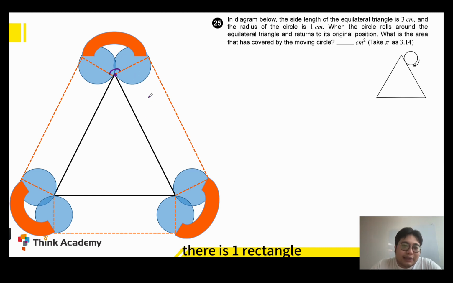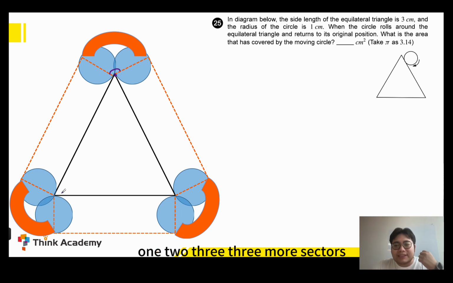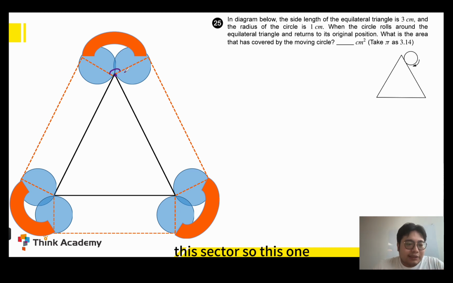You find out there is one rectangle, two rectangles, and three rectangles. How many more sectors? Actually, we have three more sectors. So what's the radius of this sector? Do we know the radius of this sector? The radius is just 1 plus 1. It's the diameter of the circle. It should be 2 centimeters, right?